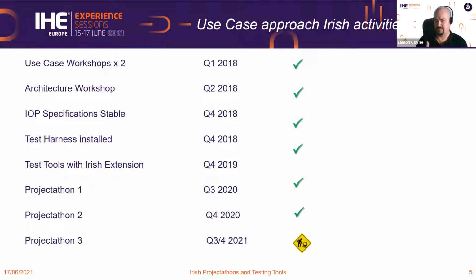Once we had the use cases and the architecture identified, then we started to bring in a little bit more of the technical representatives, and the group got a little bit smaller. So we started looking at the interoperability specifications to, as Alexander had said in his previous slide, inform what the tests would look like.